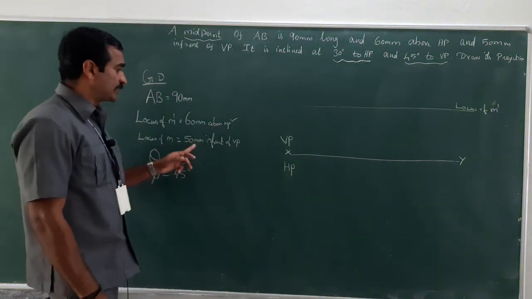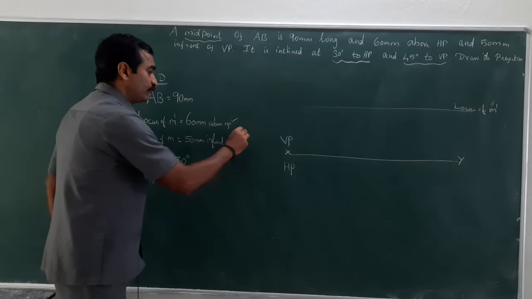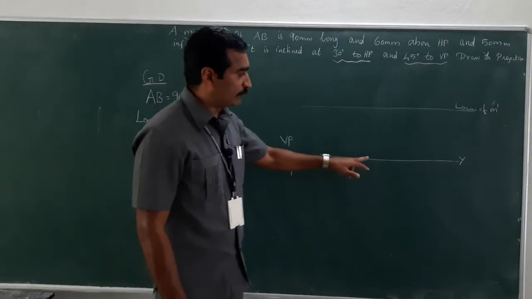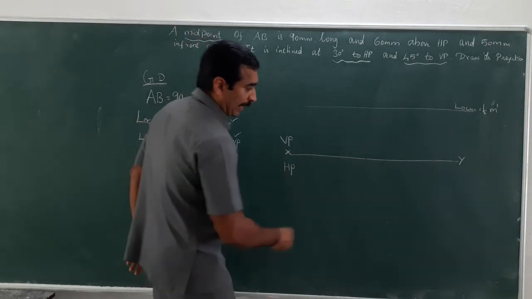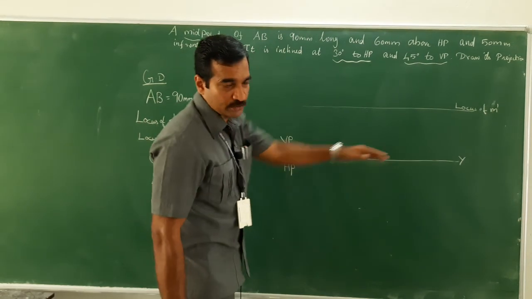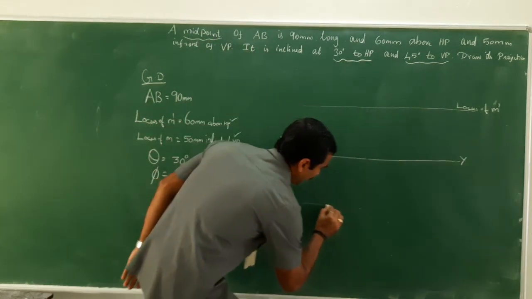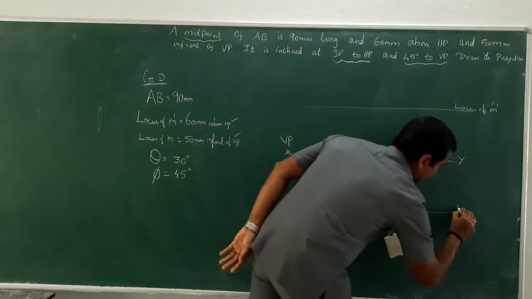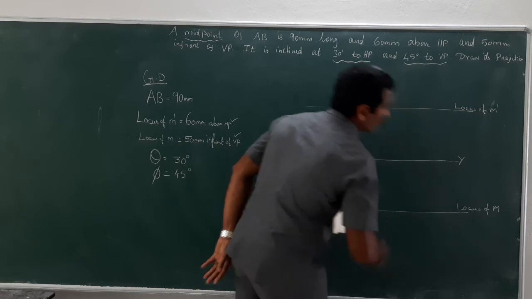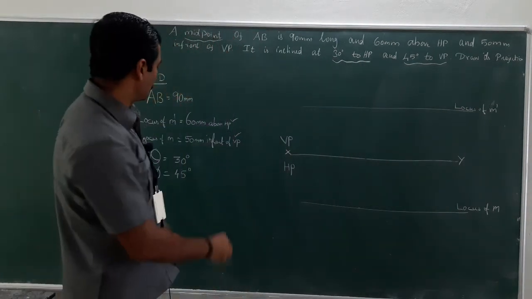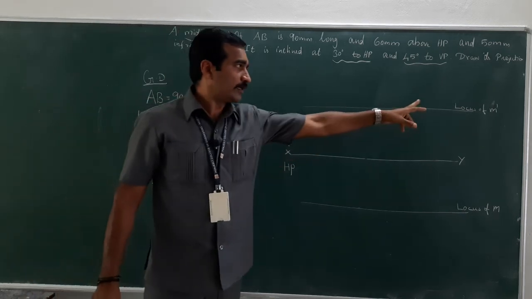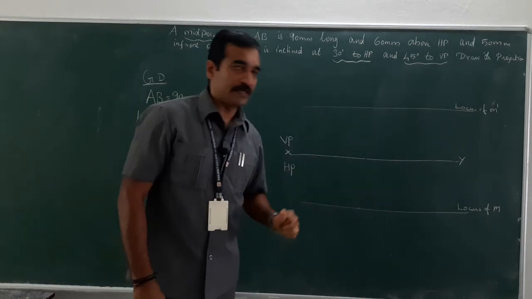Next locus information, which is 50 mm in front of VP, which comes in the HP. So take 50 mm from the reference line, and draw a line parallel to the reference line. This is nothing but locus of M. So I have utilized two data to draw the locus of M dash and locus of M.